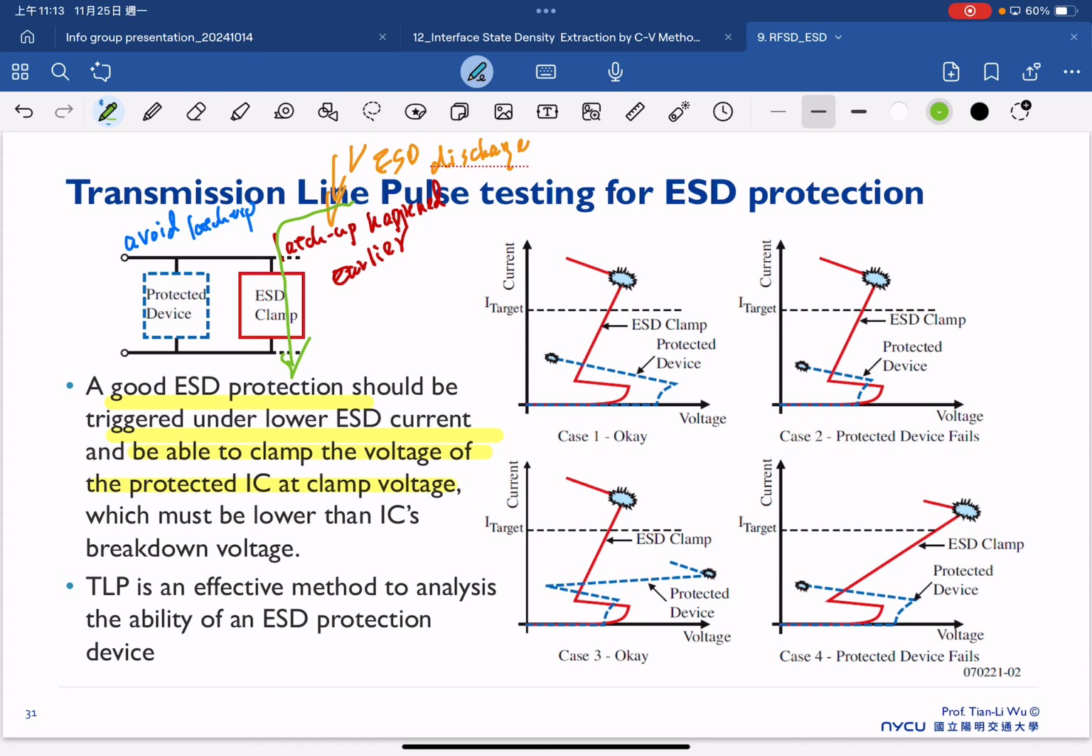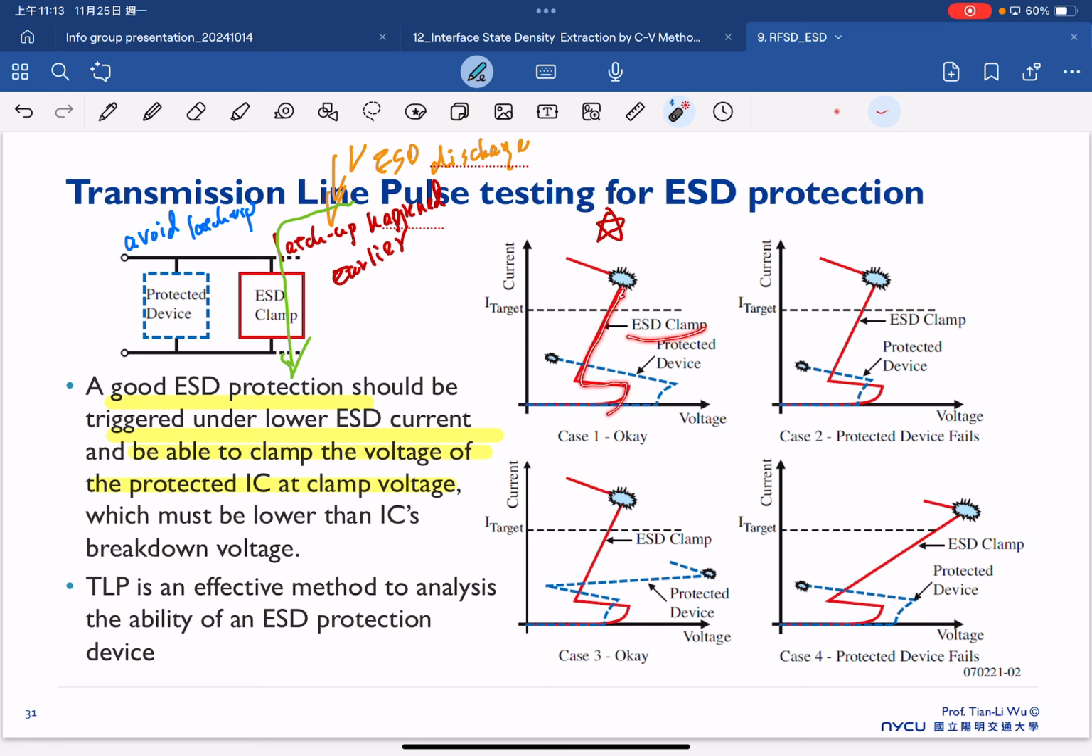So this is the concept that is a little bit different compared to our protected device. In our protected device, we always hope that we don't want the latch-up. But in the clamping device, we want it to happen earlier. So this is the example of the best case. You can see, this is our protected device, and this is our ESD clamping device.